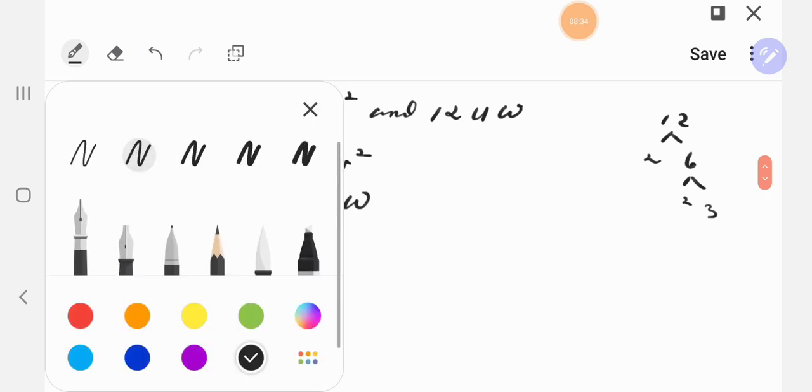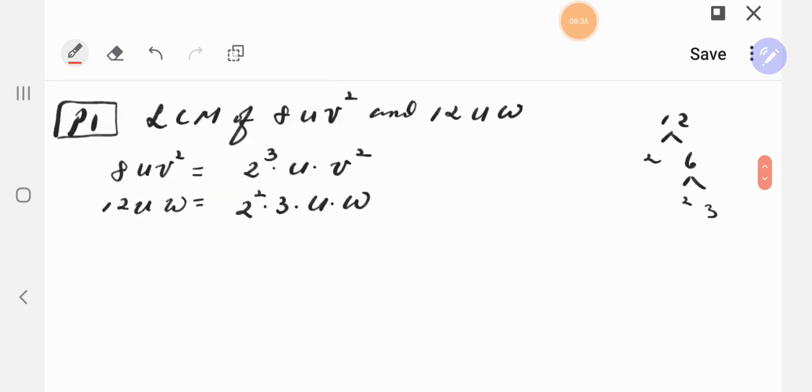Okay, so from this, the LCM. LCM is the product of what? The largest factors. For 2, we have 2 squared and 2 cubed, so we will select 2 cubed. And 3 is the only one, so select this. And u, there are 2 u's, right? So we select one of them. And v squared is the only one, so that's the largest one. Also w is the only one, so that's the largest one.